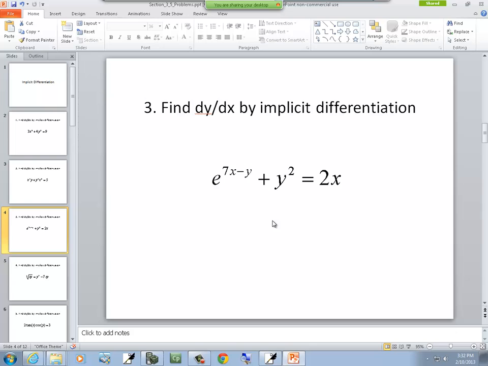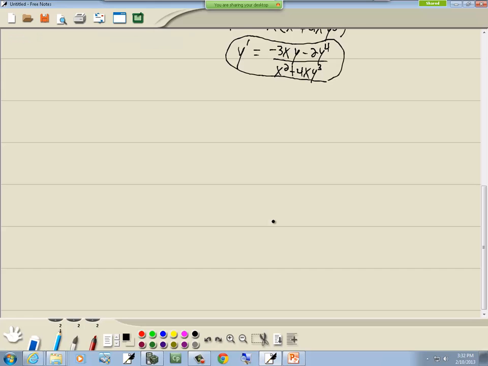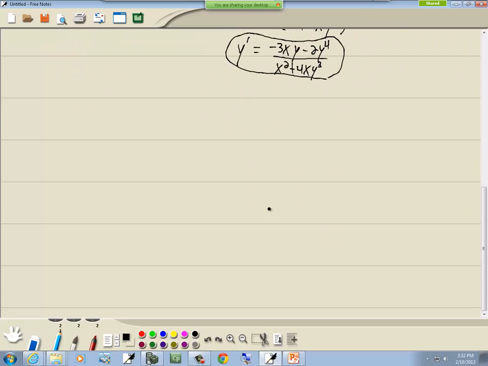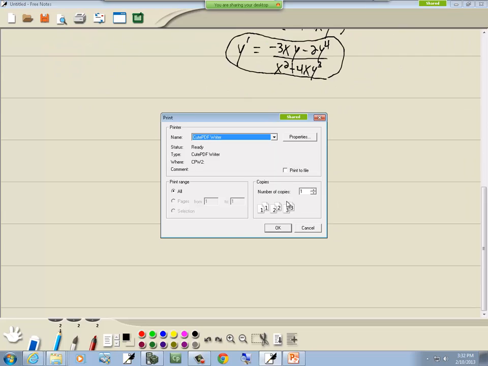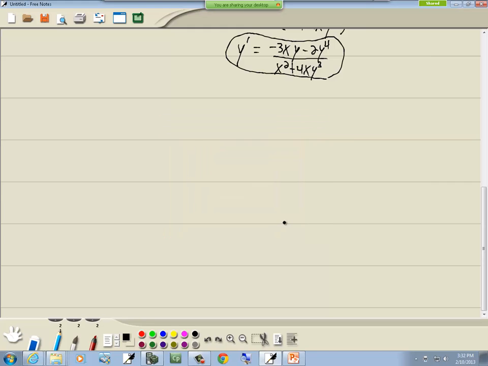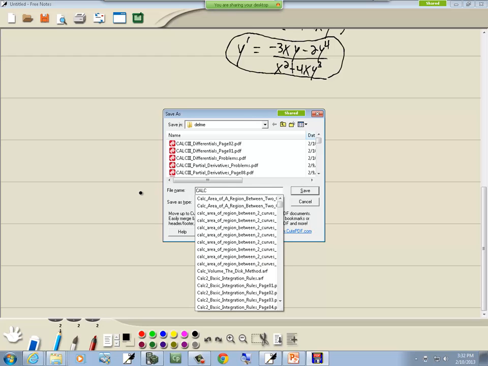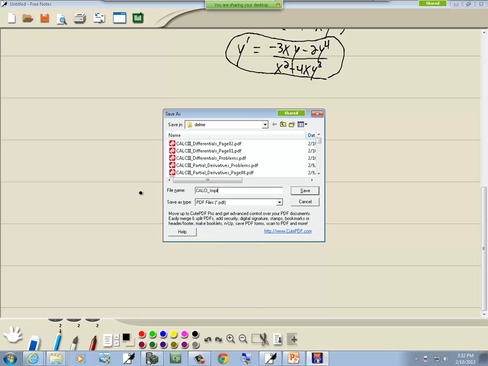Trying to see if I have room for this next one. I may not. Hard to say for sure. I'll go ahead and save this. Then start a new page. Implicit Differentiation, page 01.pdf.